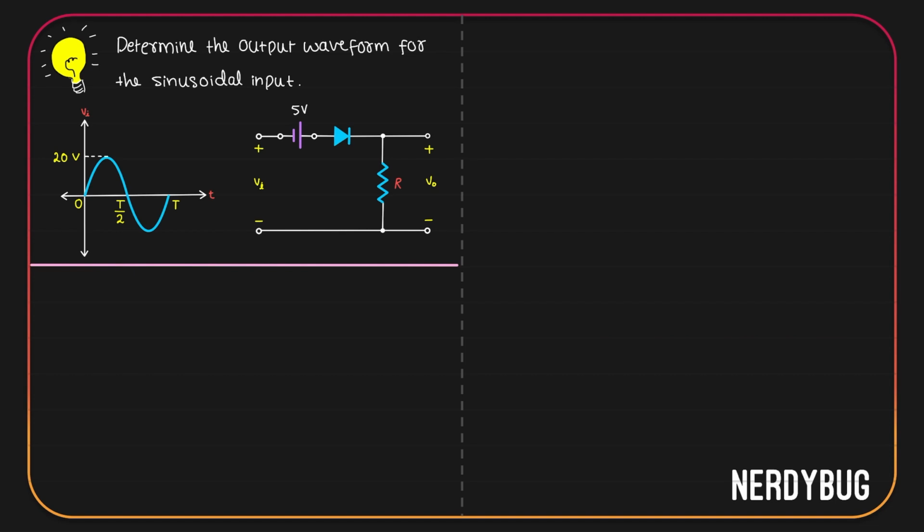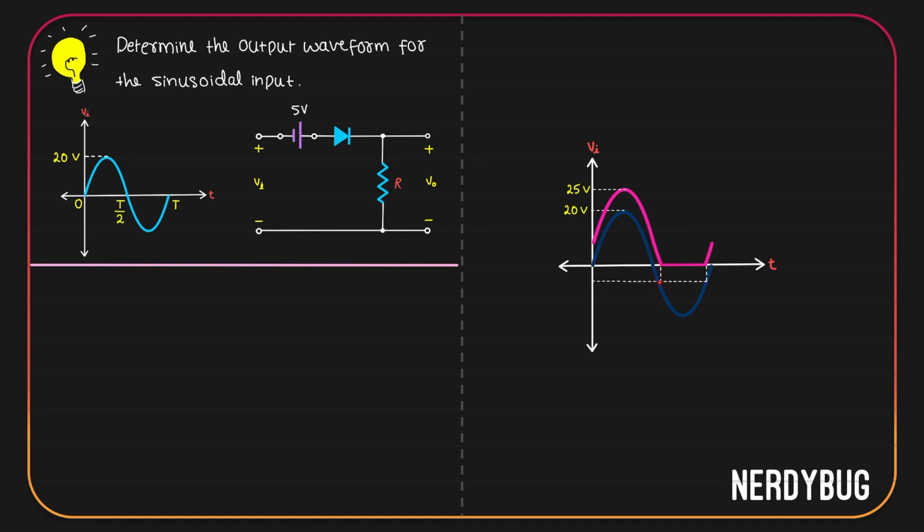To plot the output, let us first take our input. Let's get another version of it that is shifted 5 units upwards. So the peak point will come to 25 volt. Since we have a negative clipper, let us clip the negative part of the output. This is what our output is going to look like. Can you figure out what this point is?